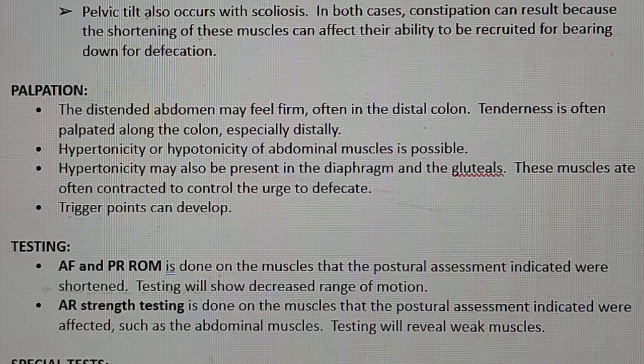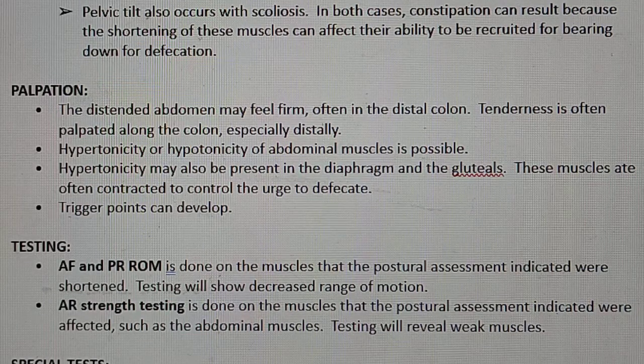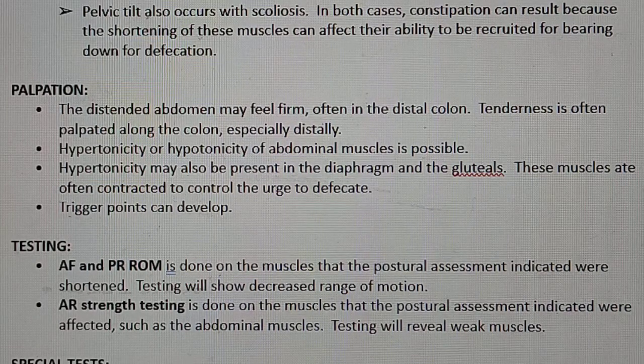Okay, next you're going to do testing. So you're going to do active free range of motion (AF) and passive range of motion, or PROM, and resisted range of motion. You should do this. And you're going to do active resisted strength testing as well, on the muscles. Just read the information, guys.